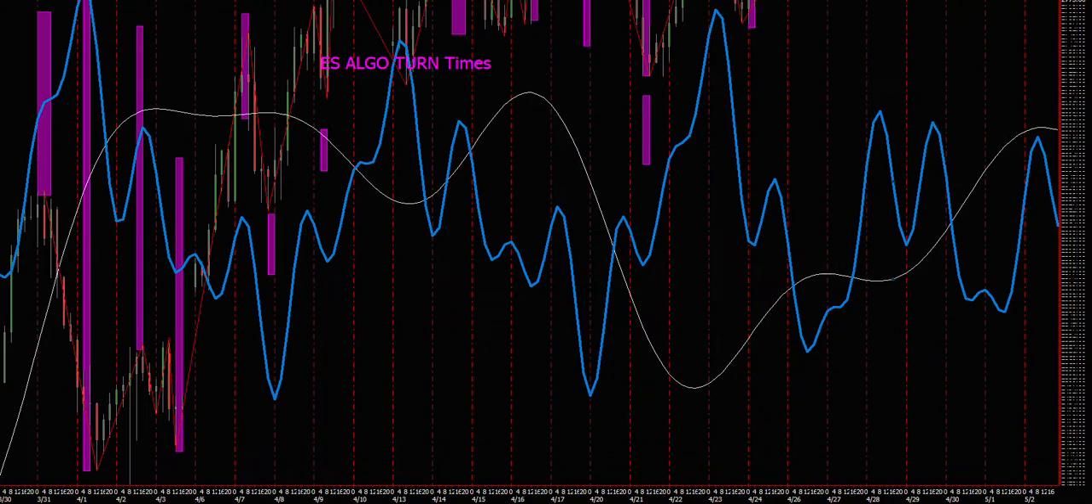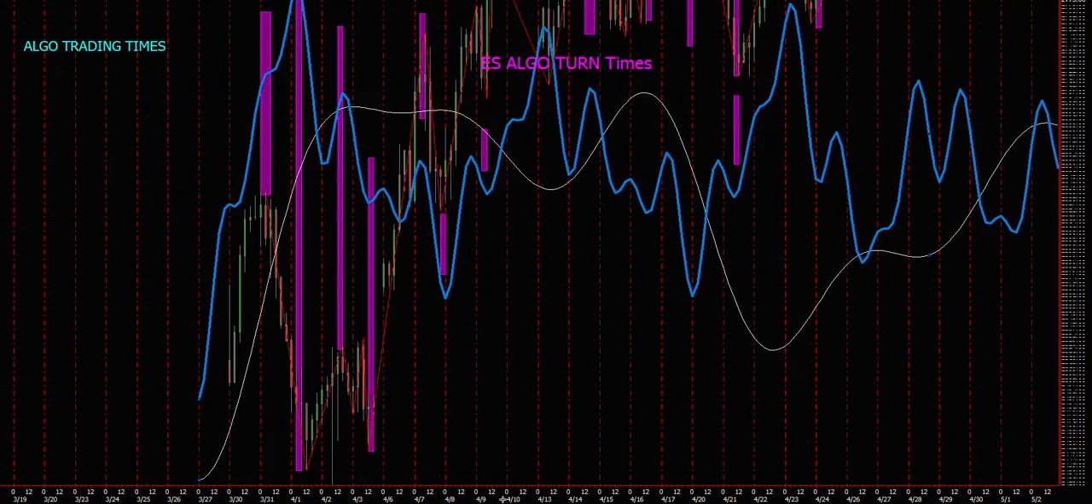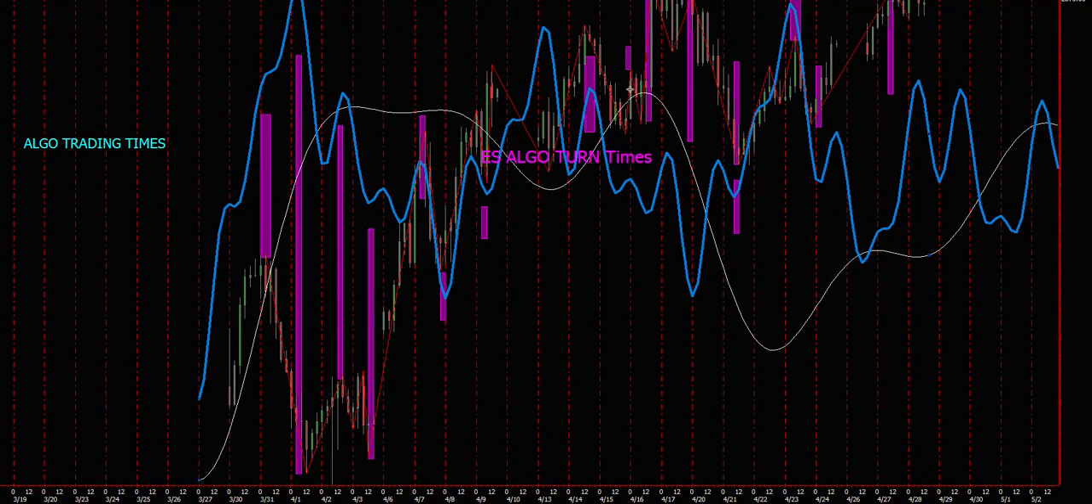All right, and next time we will discuss this white line, what it is, and it's all about energy, and we believe this is the right way of doing it.